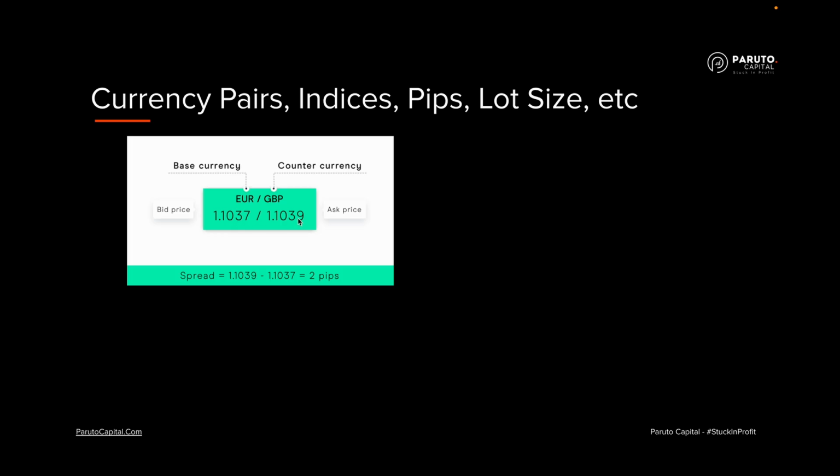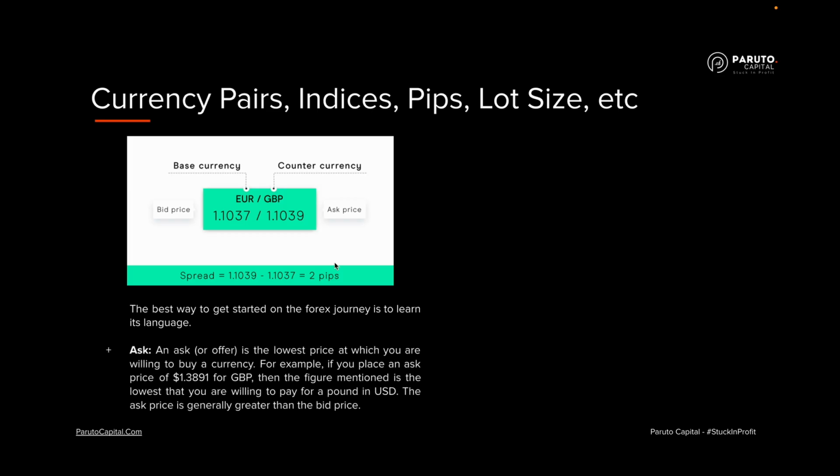Essentially, the difference between the base currency and the quoted or counter currency is called the spread, which is calculated in pips, and it's a simple subtraction to give you that.